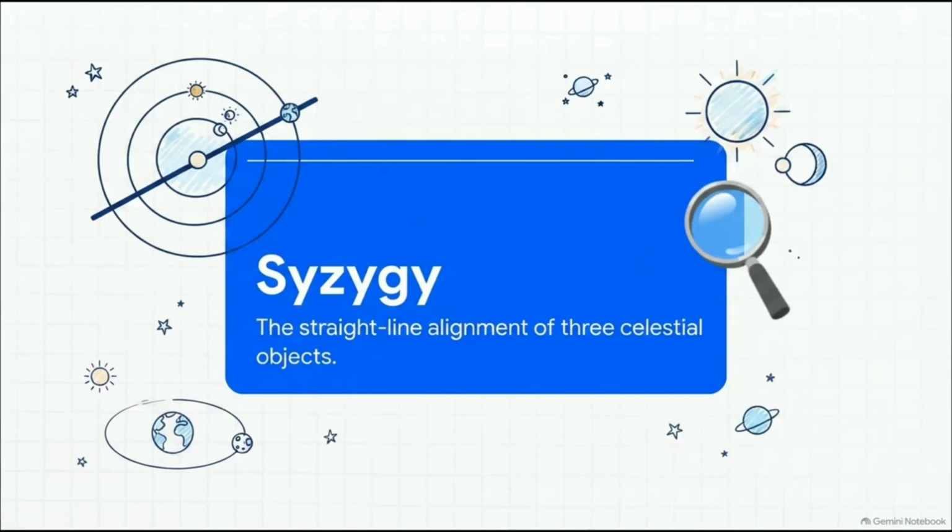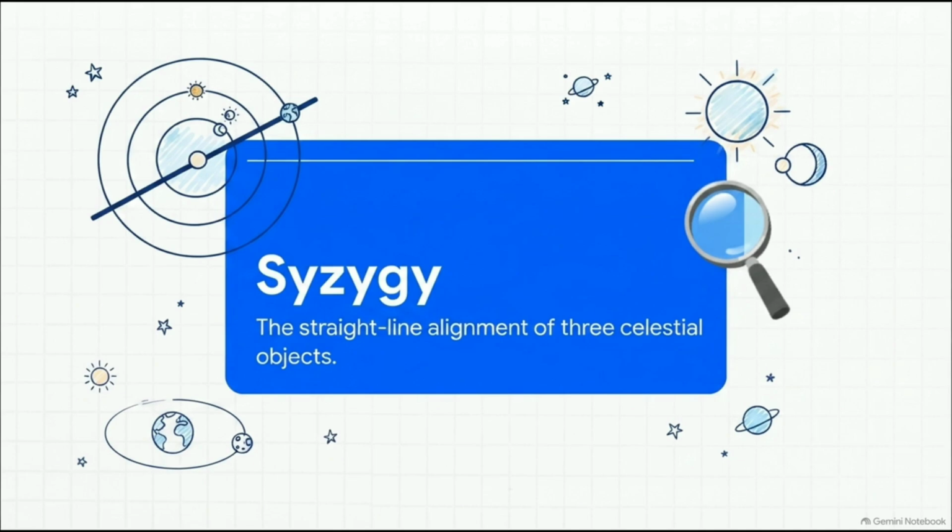To really wrap our heads around an eclipse, we first have to grasp the basic planetary alignment that makes it all possible. Ultimately, it all comes down to geometry, and the absolute key concept here is Syzygy. It's an incredible word, S-Y-Z-Y-G-Y, and it basically just means the straight line alignment of 3 celestial objects in space. When 3 objects perfectly line up like that, one of 2 things is going to happen, depending entirely on their sizes and how far apart they are.